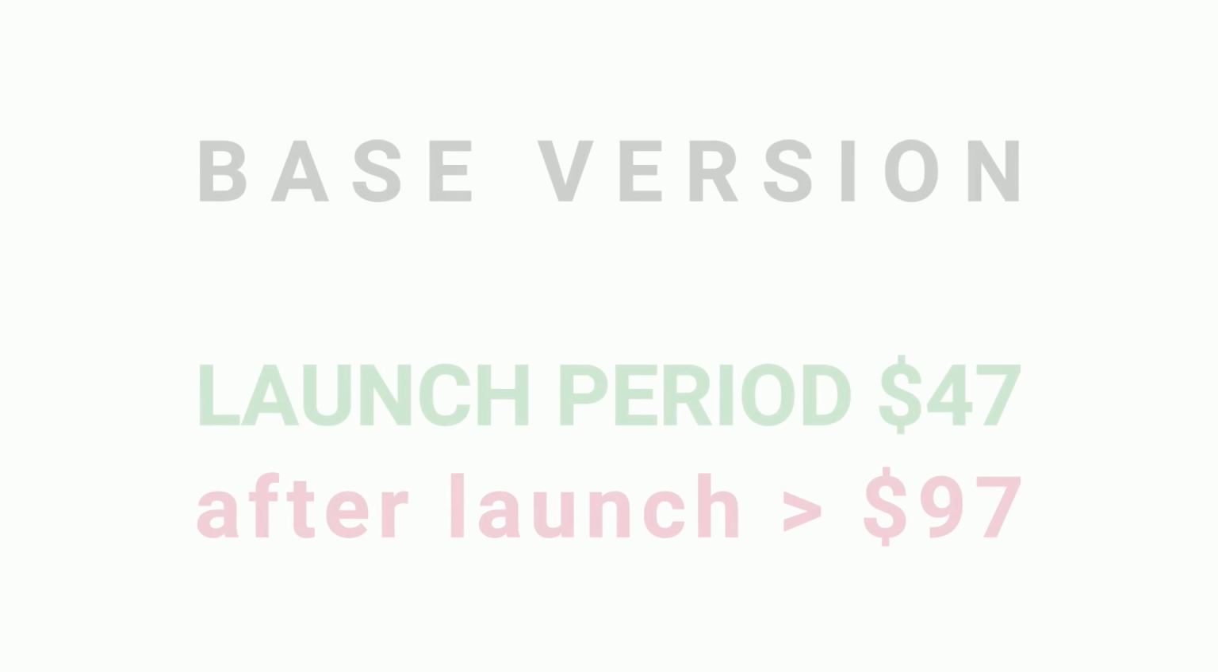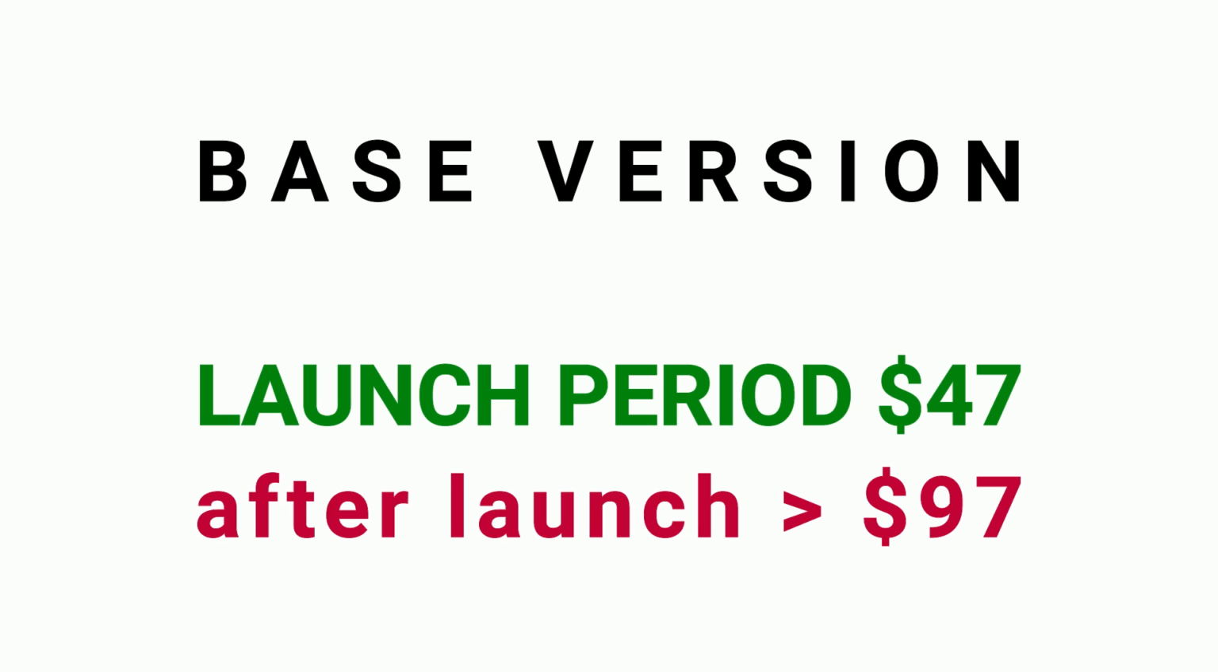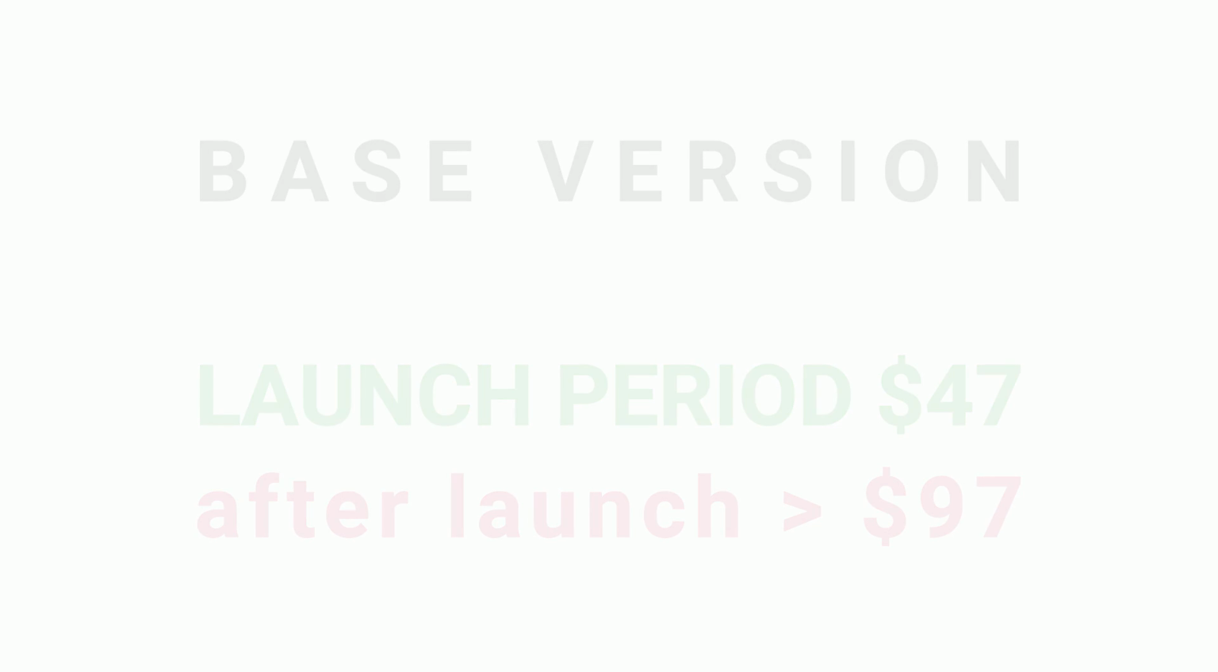So the base version of the software on its own is $47 during the launch period. And then after the launch period, that price will increase to $97. So what I'm going to do here is access a version of the software that has the base version only with no upgrades so you can see what you're getting. And then after each demonstration, I will leave a summary of everything in the base version. And I'm going to do this for every upgrade of the software that's available as well so that you know exactly what you're getting and what the price is.